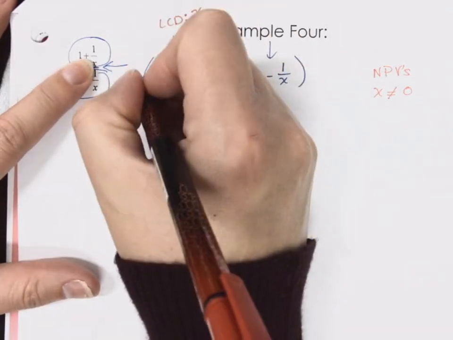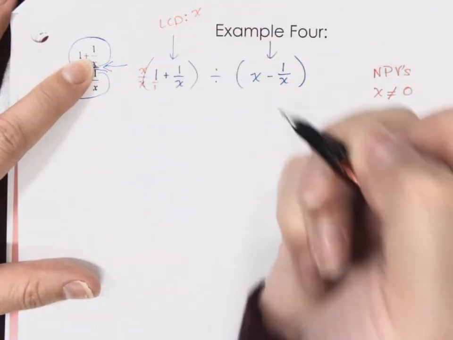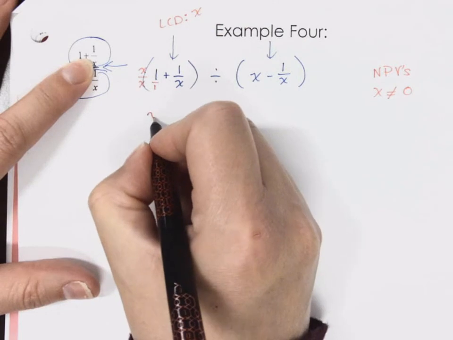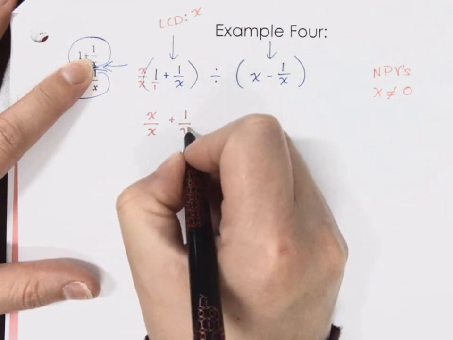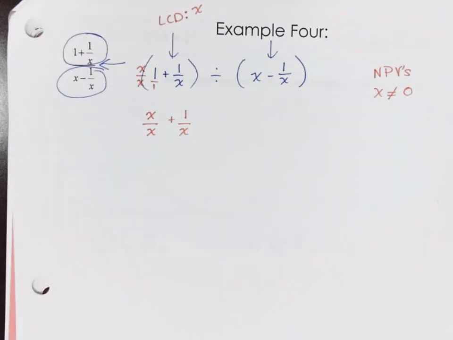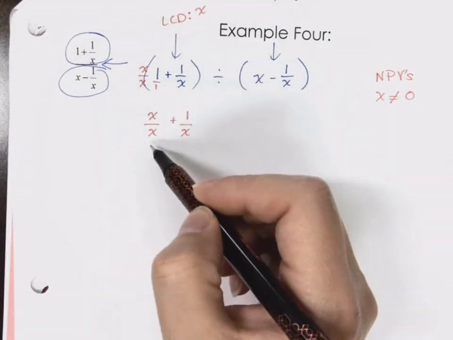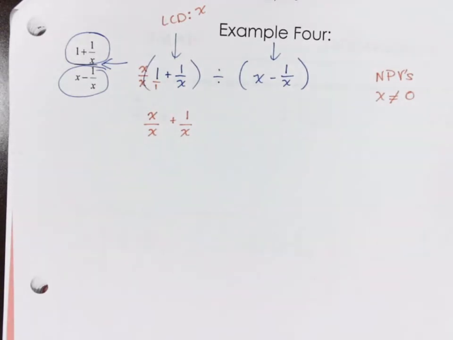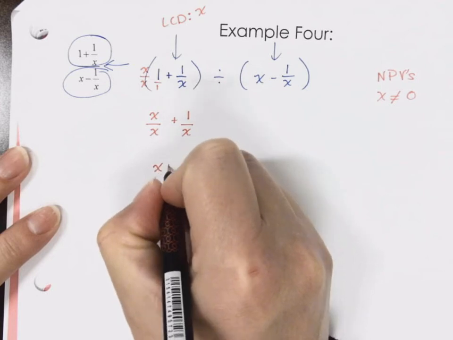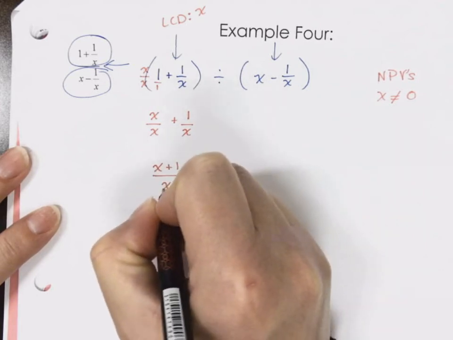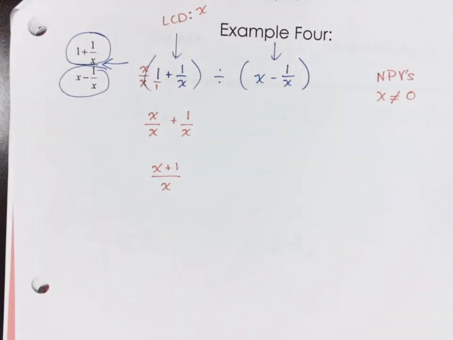So we're going to times this side by x over x. So I get x over x plus 1 over x. You don't want to simplify this term. We would do that before we did our LCD. So now I'm going to combine the numerator. So I have x plus 1 over x. Okay, I've worked the numerator. Good job, everybody.